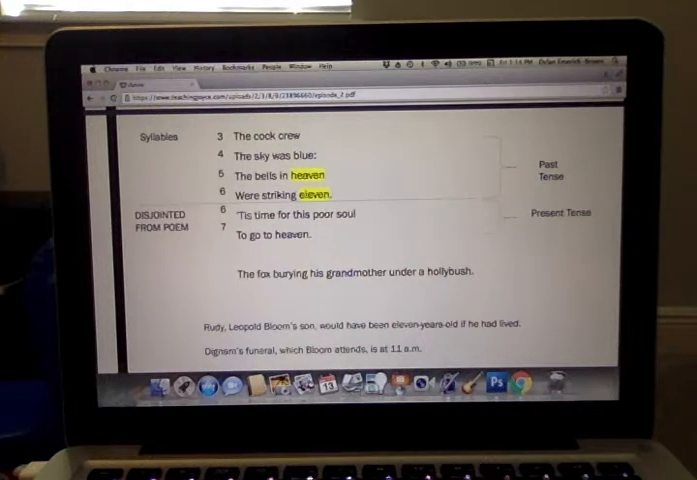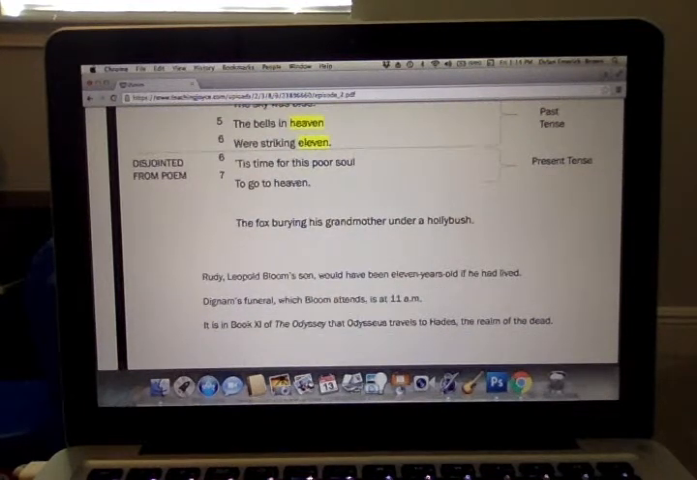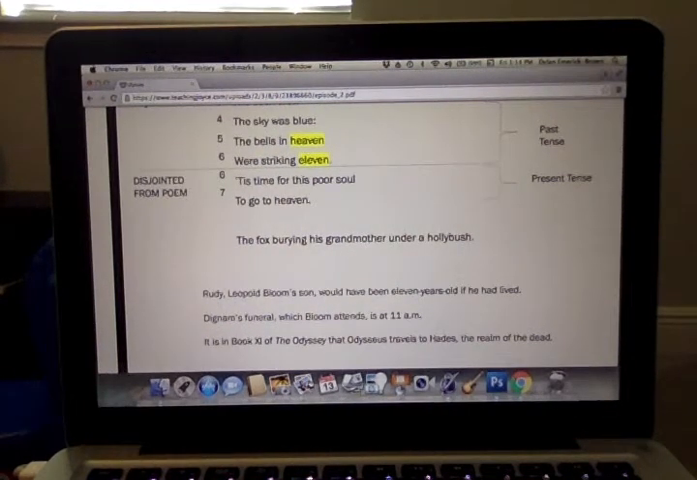Now, Rudy, Leopold Bloom's son, would have been 11 years old if he had lived. Dignam's funeral, which Leopold Bloom goes to in the beginning of the novel, is attended at 11 a.m., so heaven and 11 play in significantly to the poem here. Also, it is in Book 11 of the Odyssey that Odysseus travels to Hades, the realm of the dead.